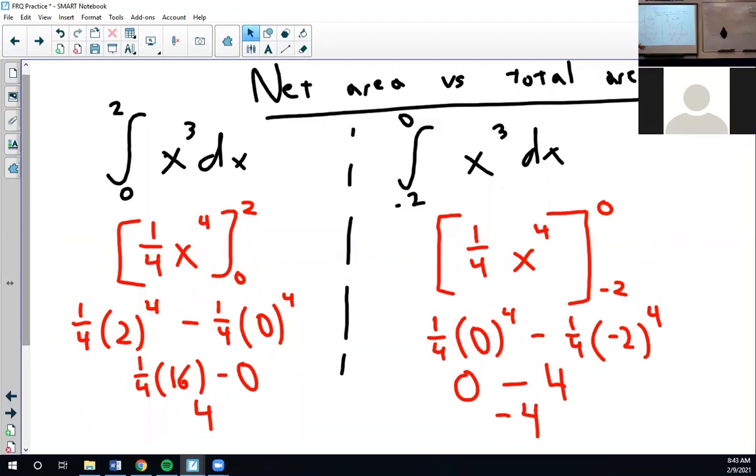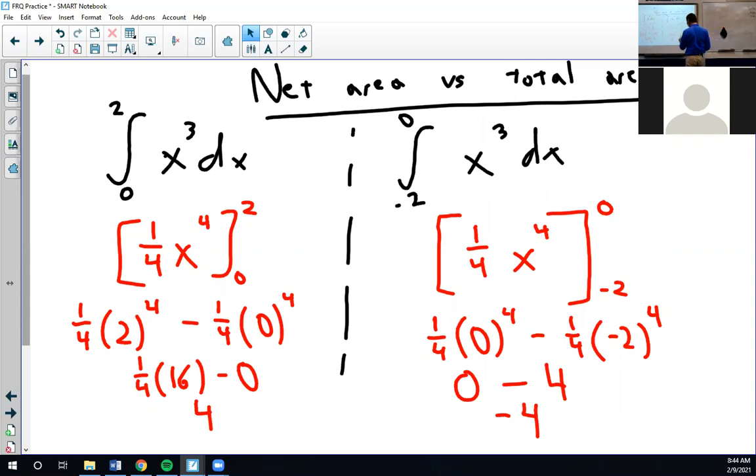All right. This example is what we're going to use to illustrate what we mean by net area versus total area. But first, let's talk about negative area, because you'll notice in this integral from -2 to 0, we got, or should have gotten, -4 instead of just 4. So we need to talk about what's going on there.